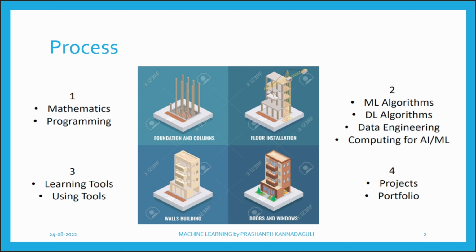Now you can see the step number 2. It says ML algorithms. It also says DL algorithms. It also says data engineering. It also says computing for AI and ML. These points are written keeping a broad view that you will not stop studying after machine learning. You will continue. This is the expectation. The point number 2 also has DL, which stands for deep learning. Machine learning is a basic step. The upcoming concept, if you are interested, will be deep learning, which is the next level.